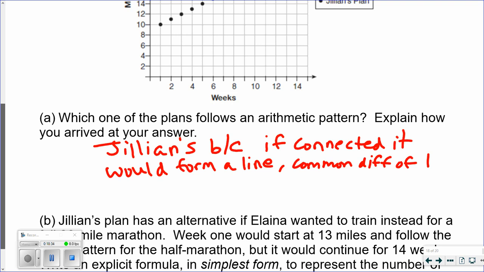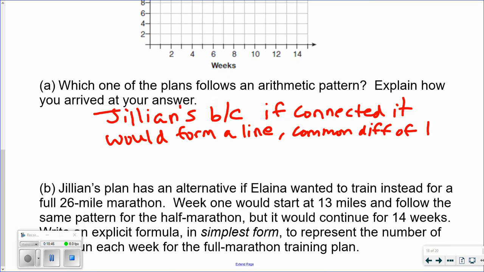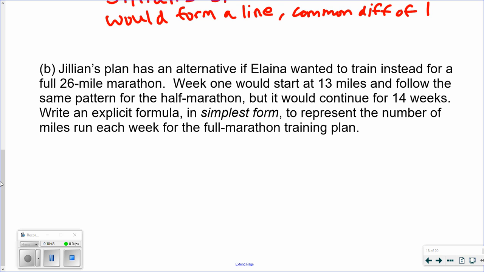Part B. Jillian's plan has an alternative if Elena wanted to train instead for a full 26-mile marathon. Week 1 would start at 13. That tells me that our A1 is 13. And follow the same pattern. What does that mean, the same pattern? Well, our pattern was just add 1. So that's the same thing. But it would continue for 14 weeks.